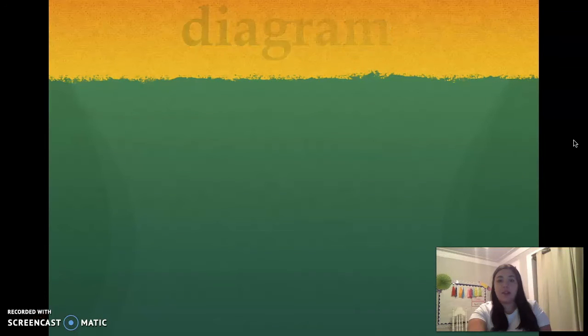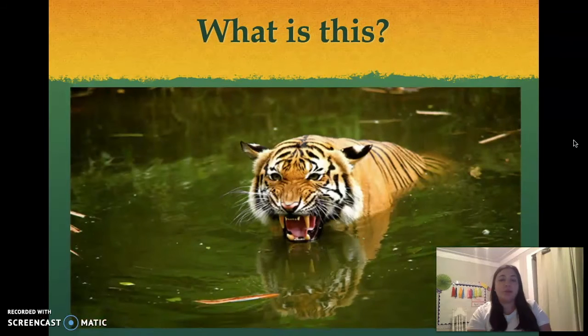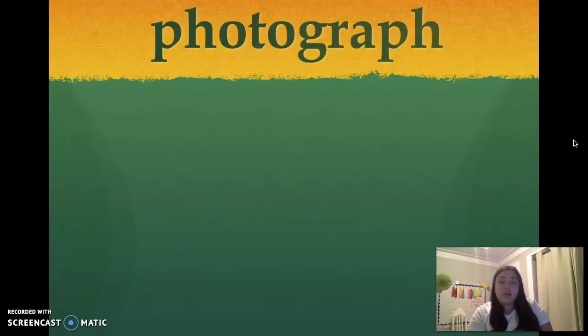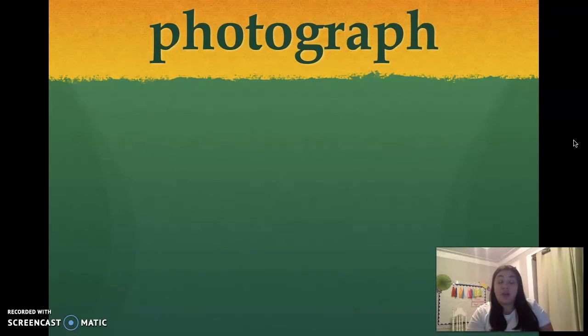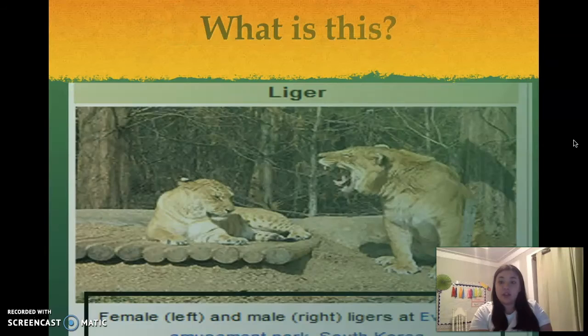Okay, let's see which one's next. Ooh, what would you call this text feature? I don't see anything pointing towards something, so I just want you to look at what's on the screen. So that text feature was a photograph. And remember, we have talked about photographs and pictures. A picture is something that you can draw, like a lot of you guys draw pictures. A photograph is something that you use a camera for. So it's real pictures taken by a real camera, and that helps us understand the picture better. So that was a real picture of a tiger. Let's see our next one.